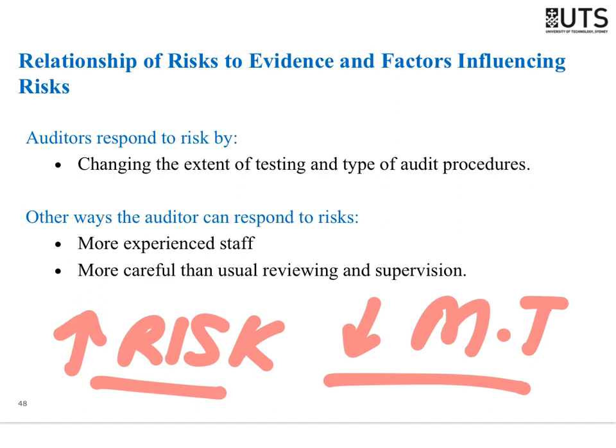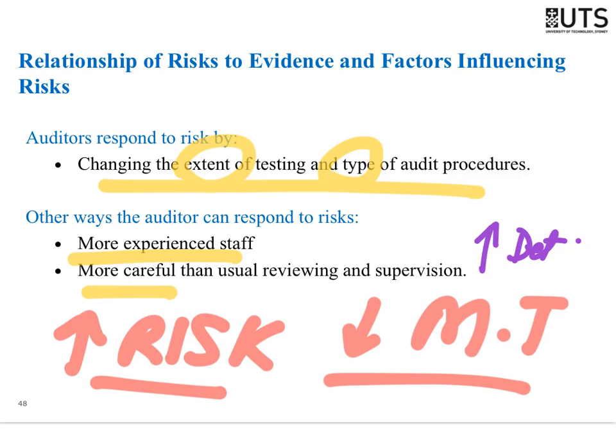All right? Other ways, and by the way, this links back to here. The way that we respond to risk is we change the extent, which is the amount of testing that we do, as well as the type of testing that we do. We also get more experienced staff to come on board, and we might even get some experts or specialists if we think the risk is too high. And we also are much more careful when we're reviewing, and as I said, we do more detailed work.